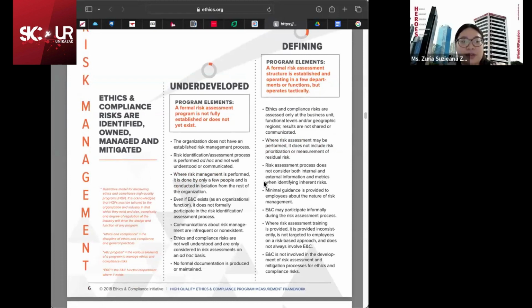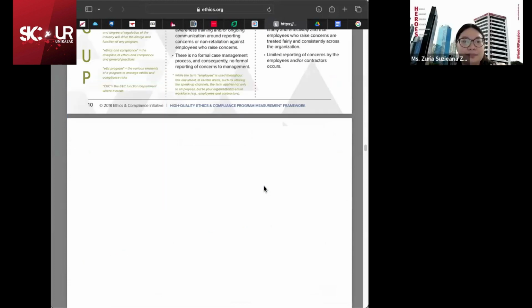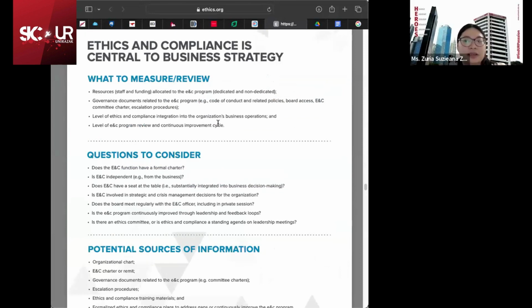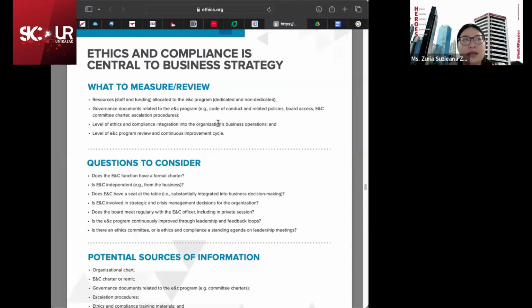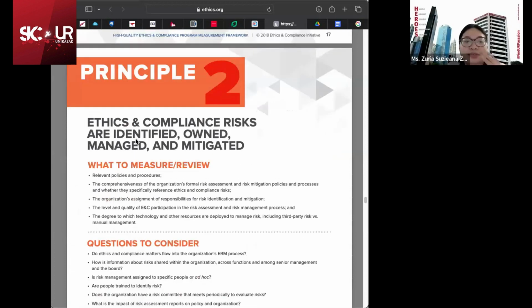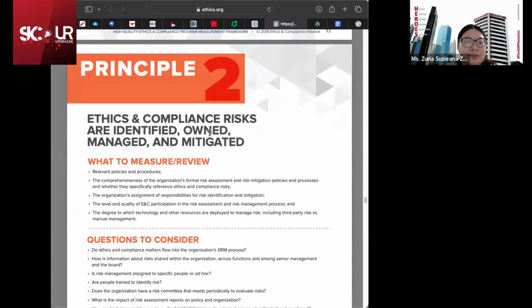Let's say you have your business. You can sit down together with your team and identify what to measure in this part. You ask all of these questions: do we have metrics for that? How do we measure that, to take a look at the overall reporting, or the overall measures that you do in your E&C program? Questions to consider, and so on. Then you can use potential sources of information to get more information, like government documents. So what to measure here? I think it's very interesting for you to learn about this.